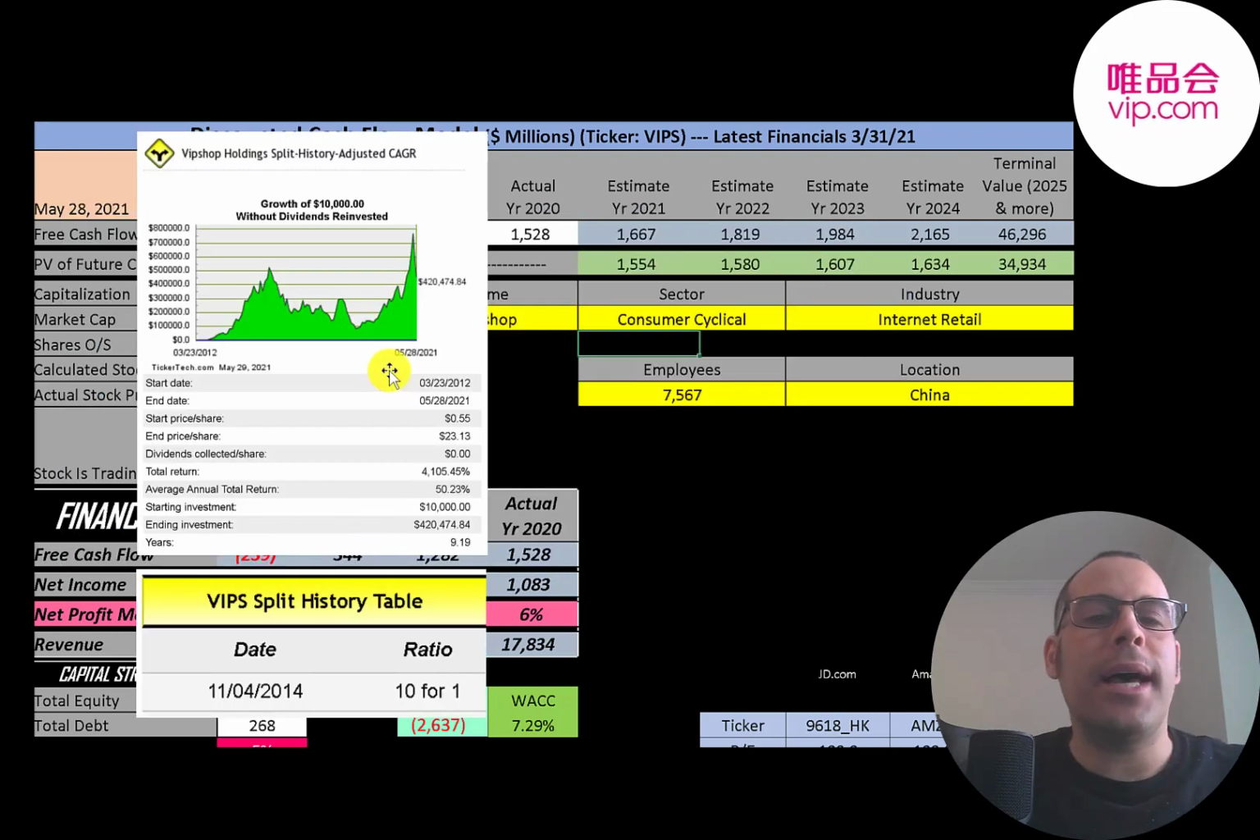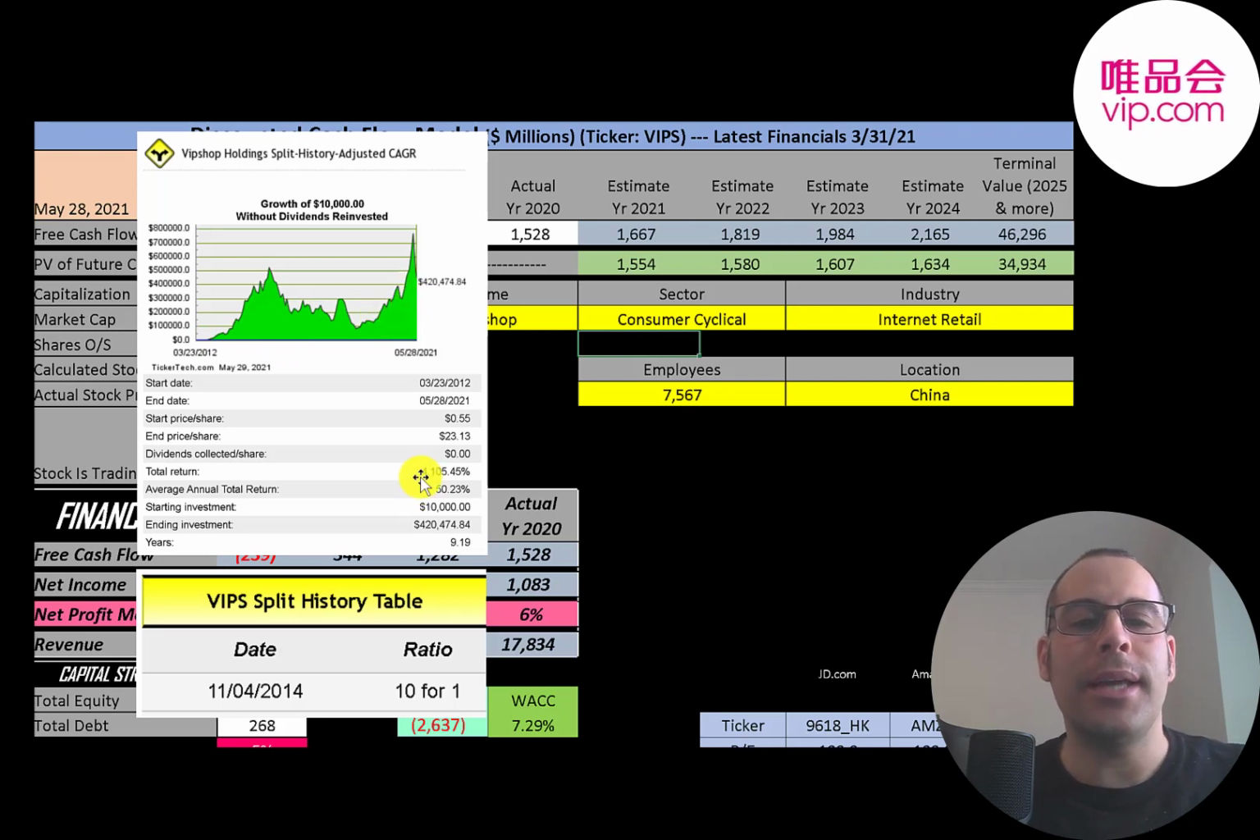If you invested $10,000 into this company when it IPO'd in 2012, you'd have over $400,000 today. That's a 4,100% return. It says the stock was trading at 55 cents when it IPO'd, but it was never that low. It did a 10-for-1 stock split. Anytime you look at historical stock prices, they're always split adjusted.